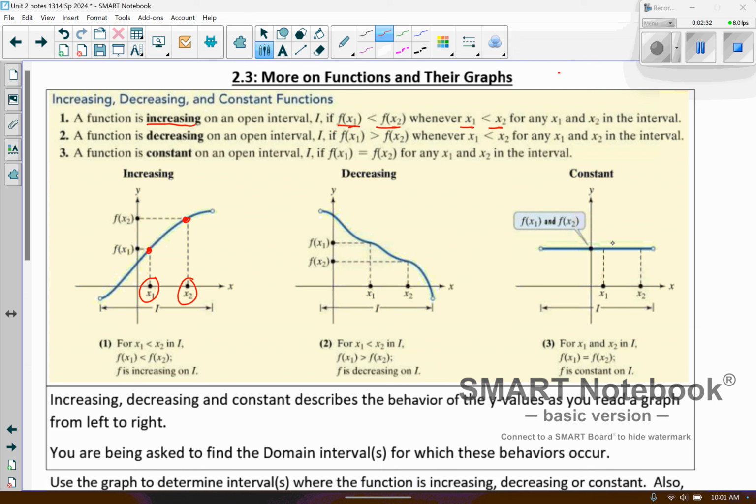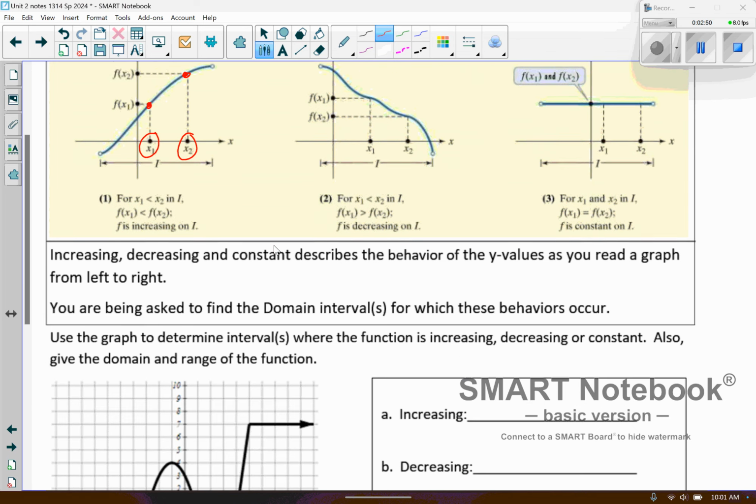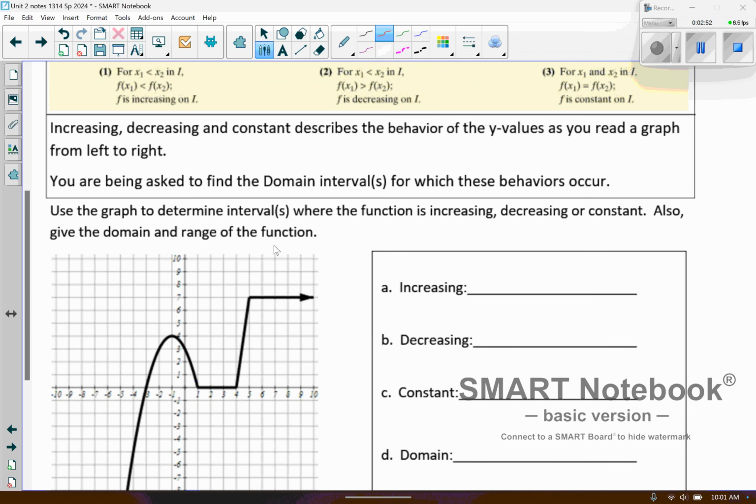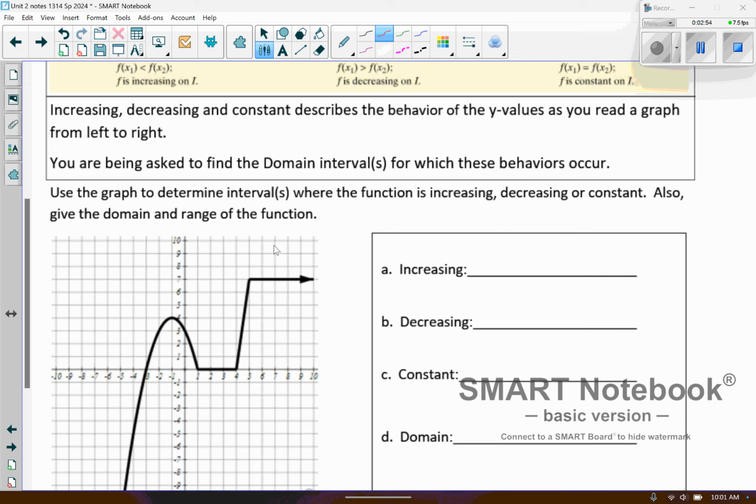So what's going on here is you're just describing the behavior of the y value. That's what we mean by this. So what's happening to my y value as I look from left to right. And so that's all this really is. And so I'm going to even break it down a little bit more so I can explain how we're going to describe a graph. So right here it says increasing, decreasing, and constants describe the behavior of the y values as you read the graph from left to right.